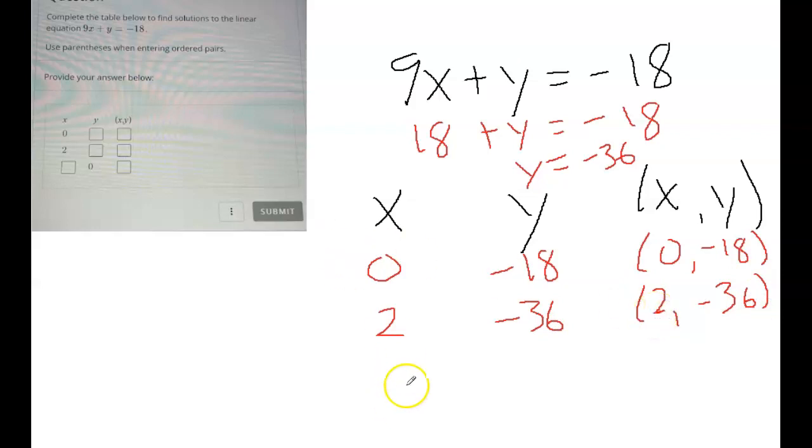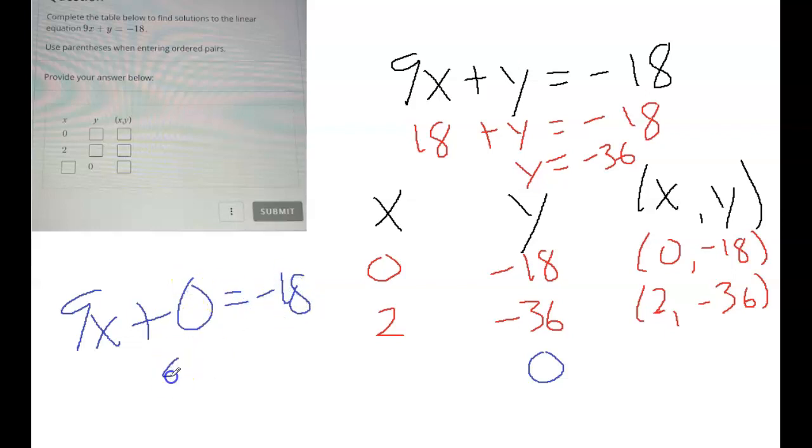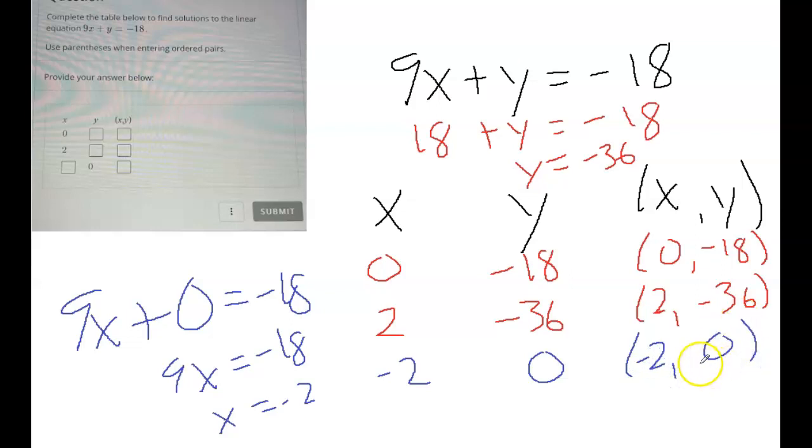And then finally the last one has a blank for the x, but it has a 0 for the y. Let me actually do that in a different color here, 0 for the y. So you're plugging that point in for y here. So 9x plus 0 now equals negative 18. So if 9x equals negative 18, divide both sides by 9, x equals negative 2, and you get the final part here would be negative 2, and the y value was 0.